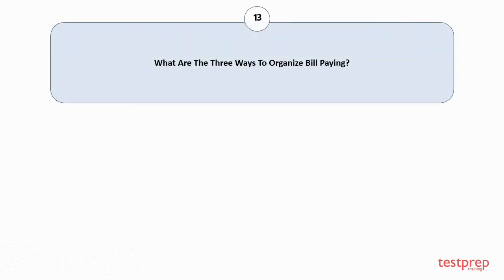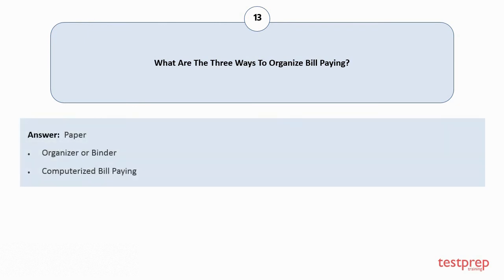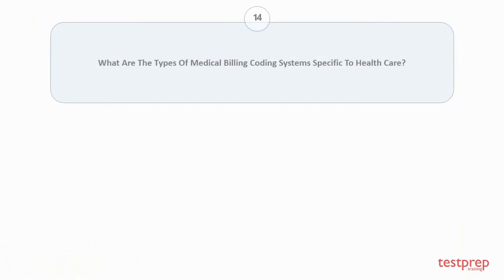Question number 13. What are the 3 ways to organize bill paying? Your answer is: 1. Paper. 2. Organizer or binder. 3. Computerized bill paying.